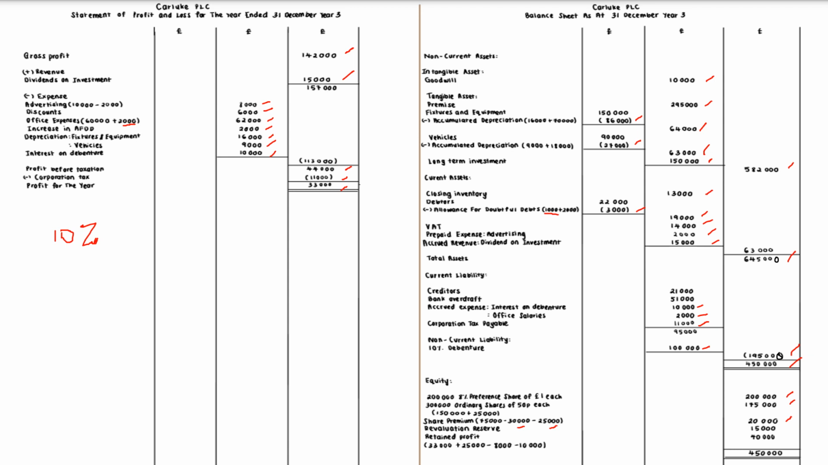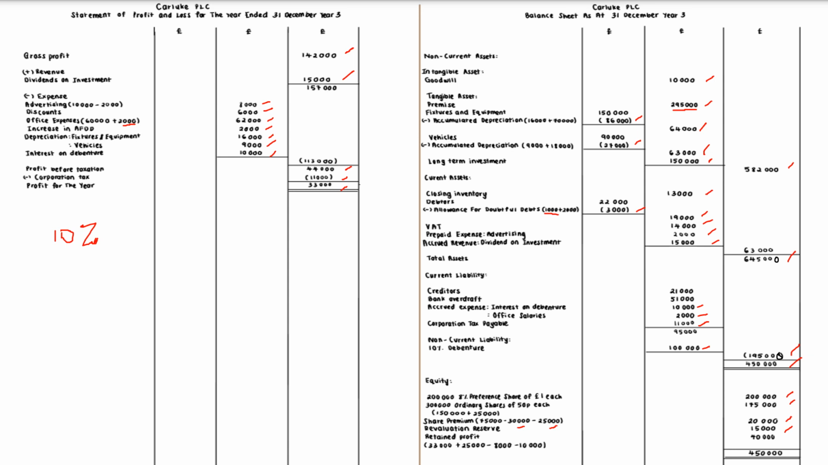Revaluation reserve, there was an increase of 15,000 in the premises. Okay, so therefore you record here 15,000. So coming back to your premises in your non-current assets, as you can see here, we recorded at the new value 295,000, not the cost price, which is 280,000. Okay, so the additional 15,000 you record it here under your equity.